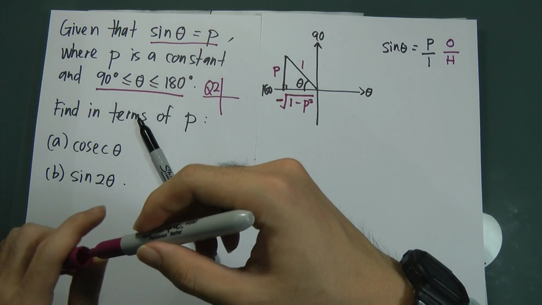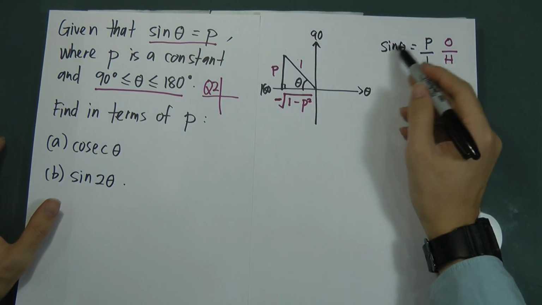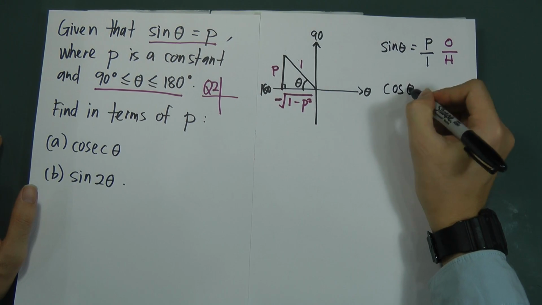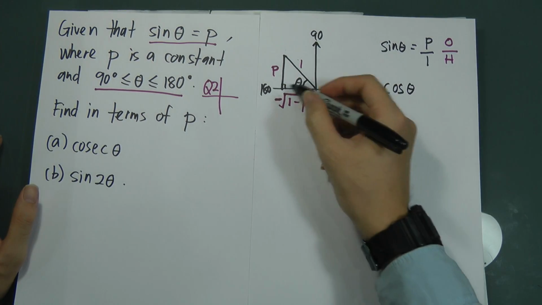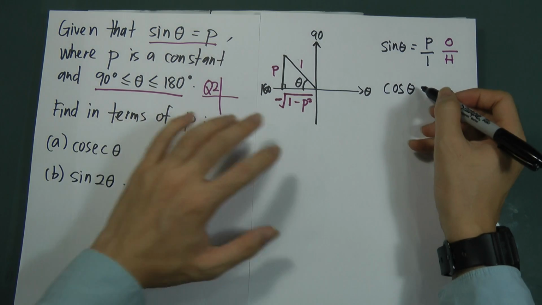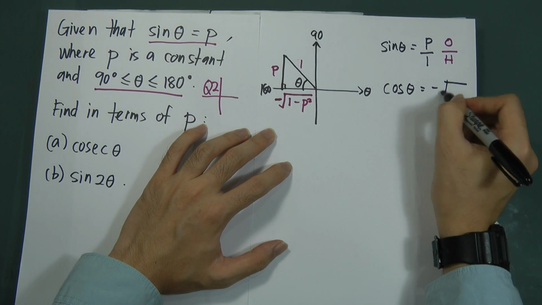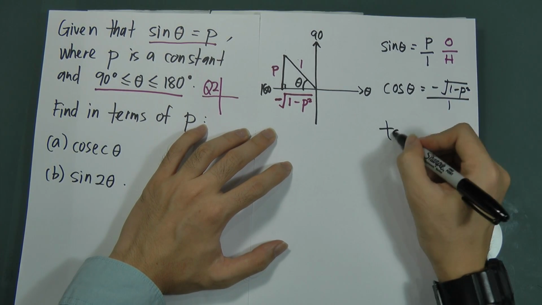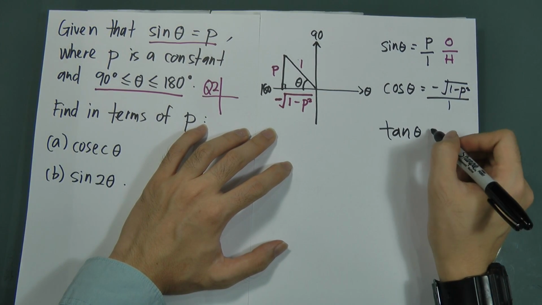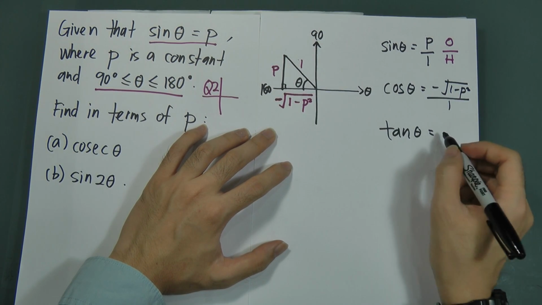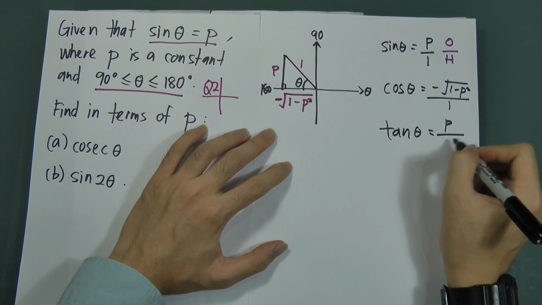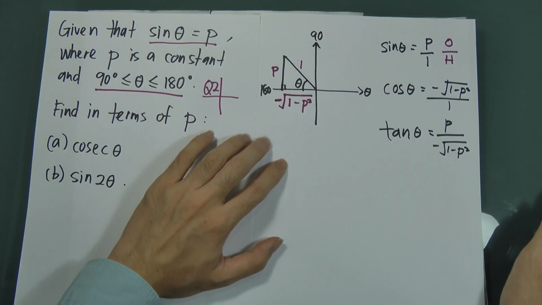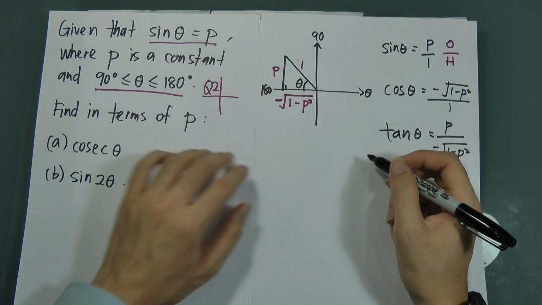So from here, it's given sine angle equals P. What is cos angle? From this diagram, cos equals adjacent over hypotenuse, so it equals negative square root of 1 minus P squared over 1. What is tangent angle? Tangent angle equals opposite over adjacent, which is P over negative square root of 1 minus P squared. If you got all of this, then it's very easy for you to solve.